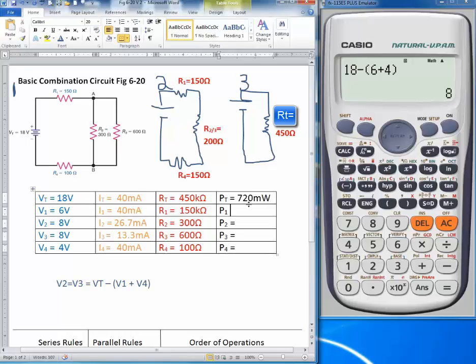P1 is going to equal I1 times V1, which is going to be 240 milliwatts. I can follow that same process to find all of my powers. So P2 is going to be 214 milliwatts, P3 is going to be 106 milliwatts, and P4 is going to be 160 milliwatts.